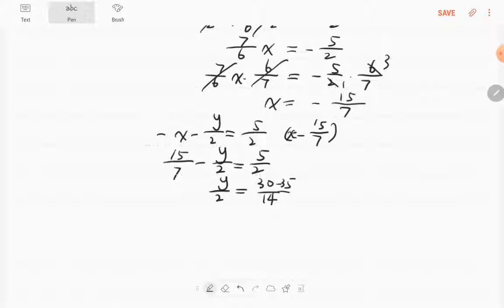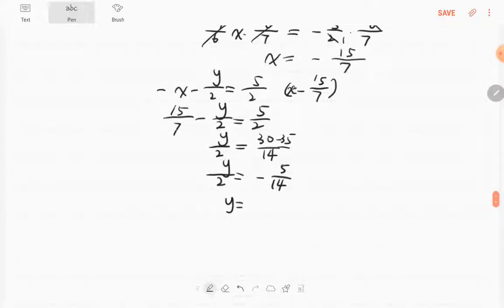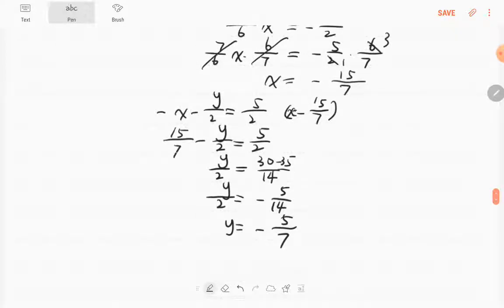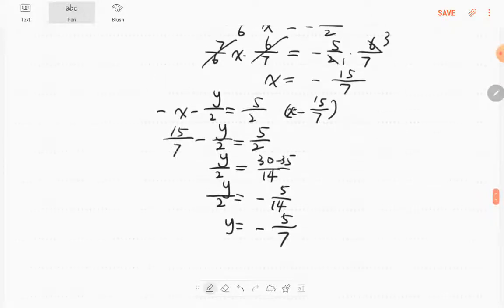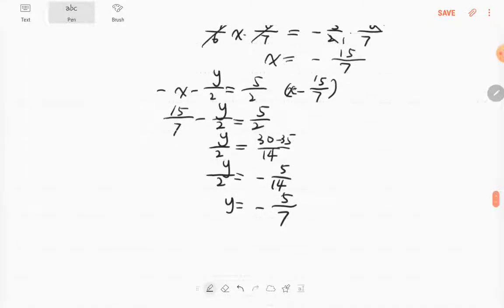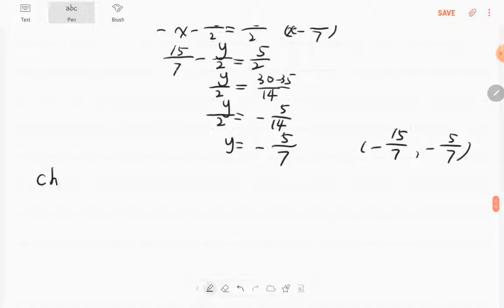Yeah, 14. Half y will be equal to negative 14, 5. So y will be equal to negative 5 over 7. So we already know how to solve them, right? Solve for one variable. After that, we can list our solution. Next step, we still need to check.